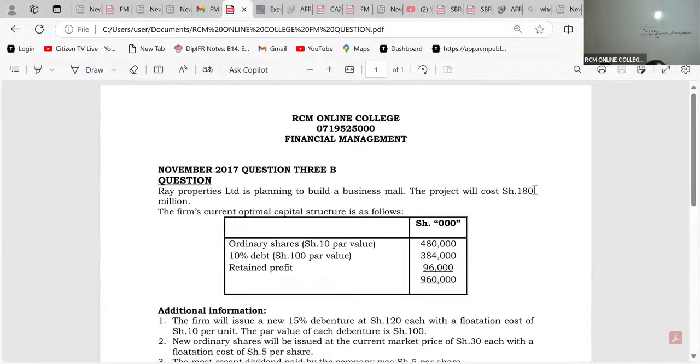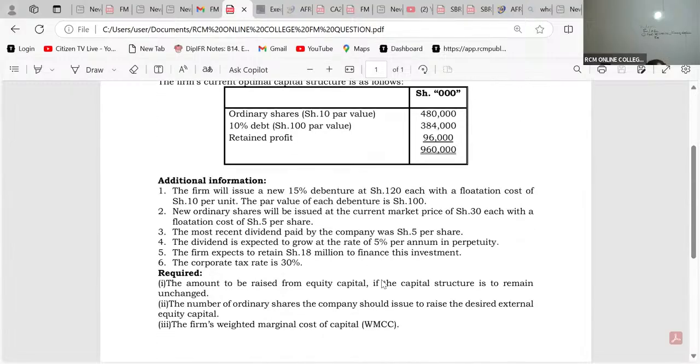The project will cost 180 million. The firm's current optimal capital structure is as follows. We have ordinary shares, 10% debentures, and retained profit. Additional information: the firm will issue a new 15% debenture at shillings 120 each with a flotation cost of shillings 10 per unit. The par value of each debenture is shillings 100. The new ordinary shares will be issued at the current market price of 30 each with a flotation cost of 5 per share. The most recent dividend paid by the company was 5 per share.